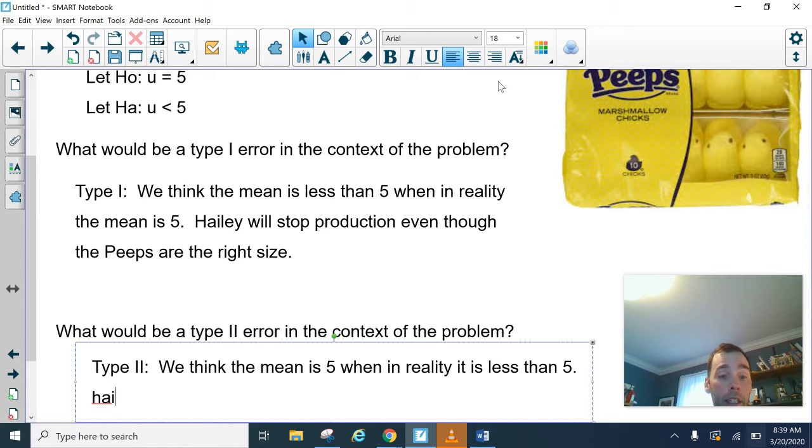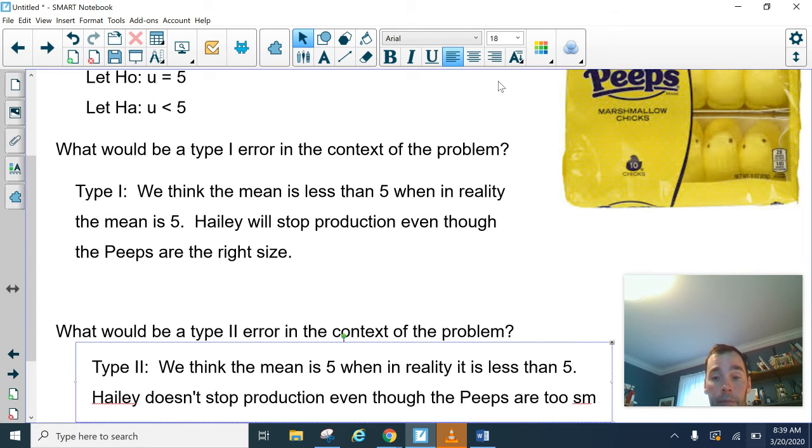Well, Haley doesn't stop production even though the peeps are too small. That's the type 2 error in the context of this problem here. So in this case, she thinks the mean size is correct, even though it's actually less than that. And the consequence here was Haley doesn't stop production, even though she really should.